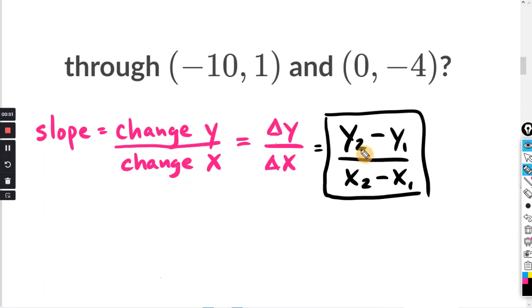Okay, it doesn't matter which is point 2 and which is point 1, as long as you subtract going in the same direction. So the slope from here to here is the same as the slope from there to there. So just subtract going in the same direction in both cases.